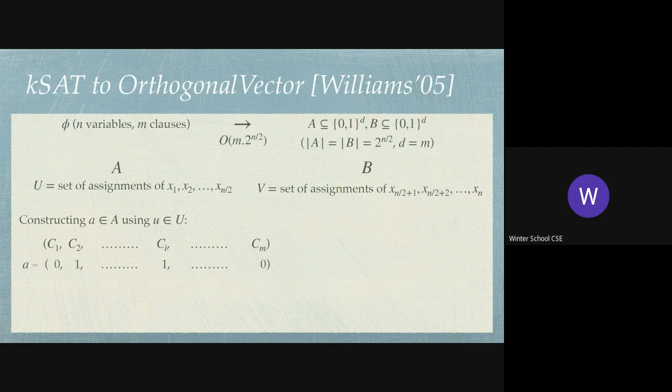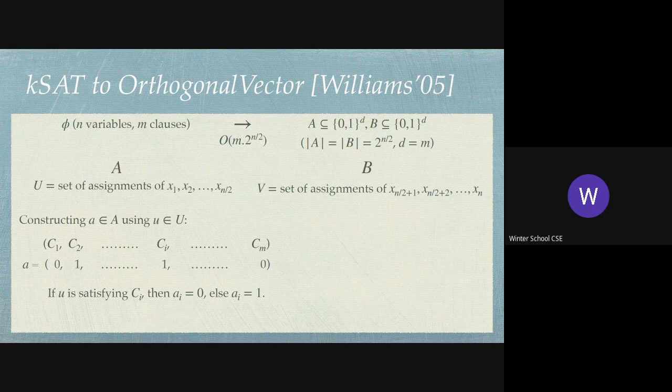But what do we want in our OV problem? We want a pair of vectors which are orthogonal. And two vectors are orthogonal when for all the I coordinates, both of them are not 1. So we should put 0. If U is satisfying Ci, then Ai is equal to 0, else Ai is equal to 1. And the same thing we will do for B also.